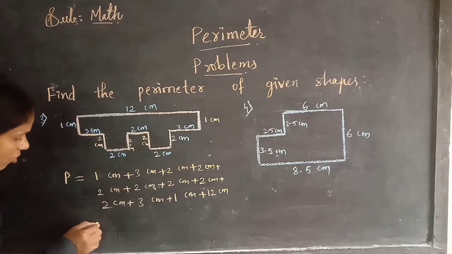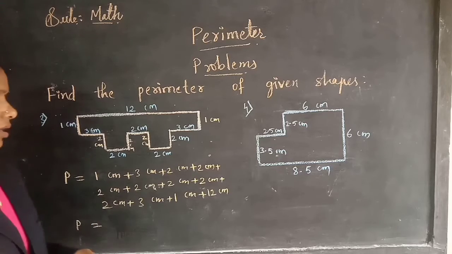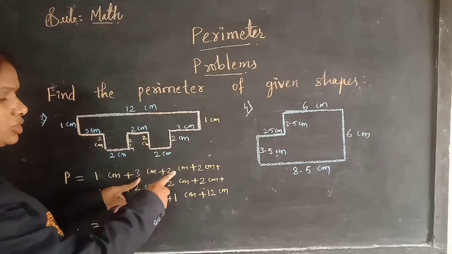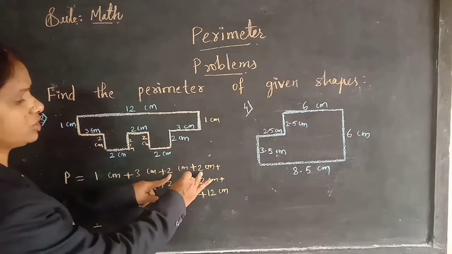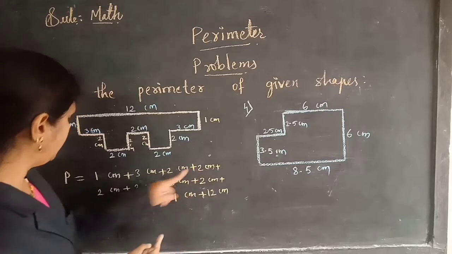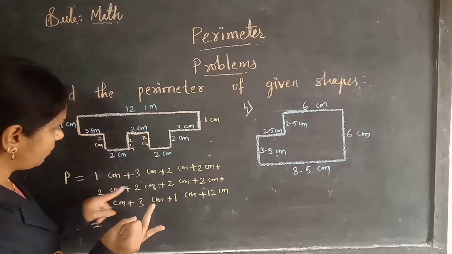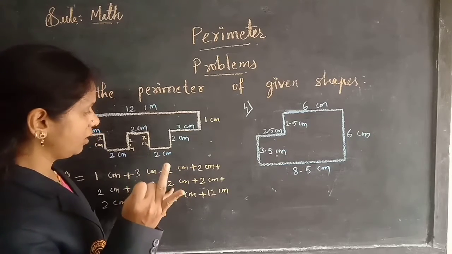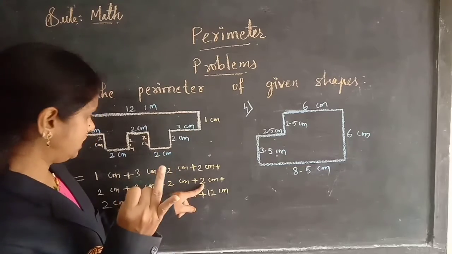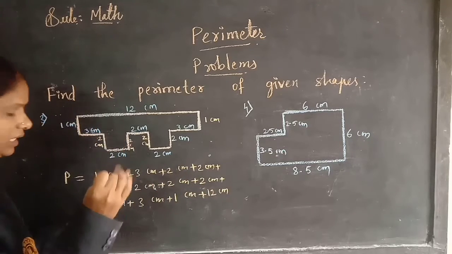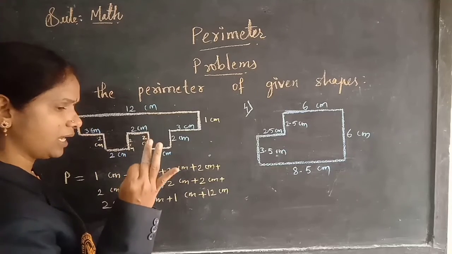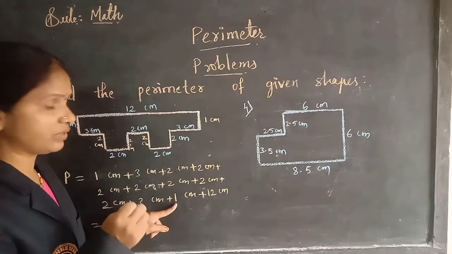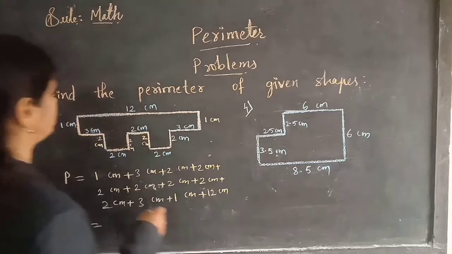Now let's add all the given numbers. Now 1 plus 3, 4, children. 4 plus 2, 5, 6. 6 plus 2, 7, 8. 8 plus 2, 9, 10. 10 plus 2, 11, 12. 12 plus 2, 13, 14. 14 plus 2, 15, 16. 16 plus 2, 17, 18. 18 plus 3, 19, 20, 21. 21 plus 1, 22. 22 plus 12, children.